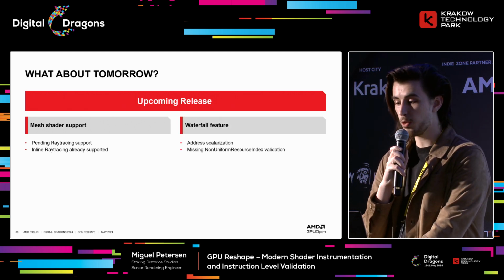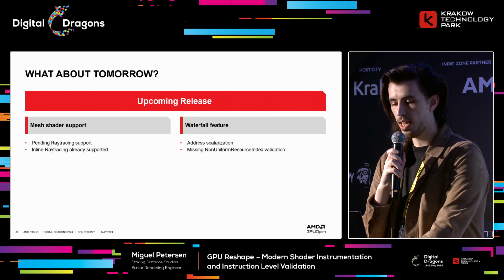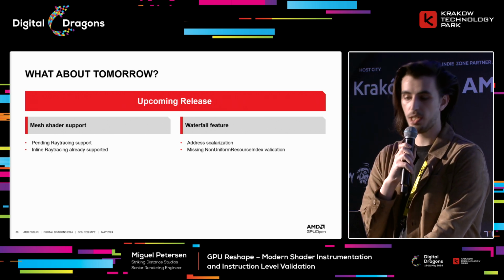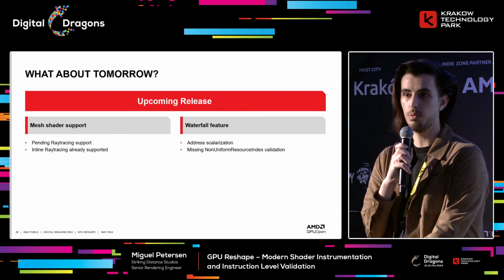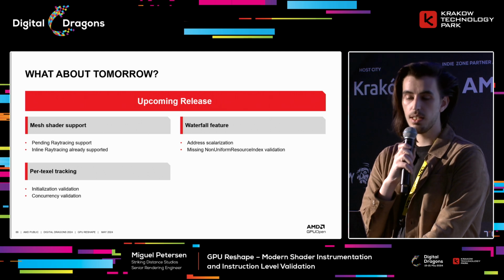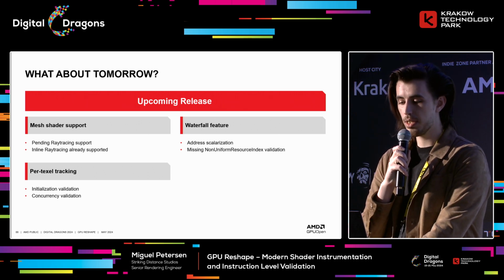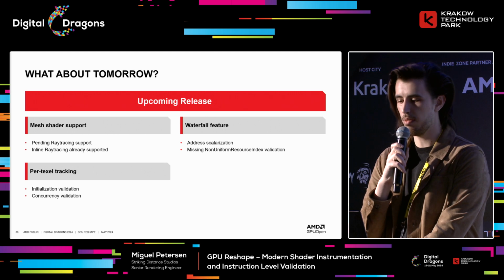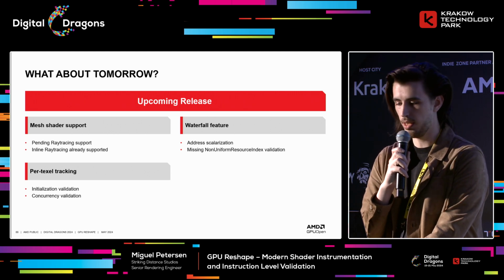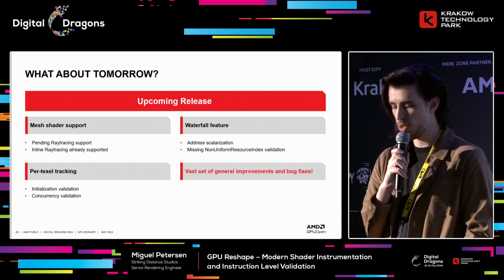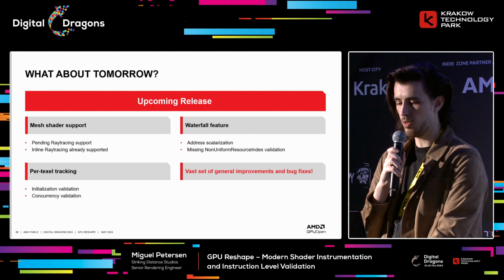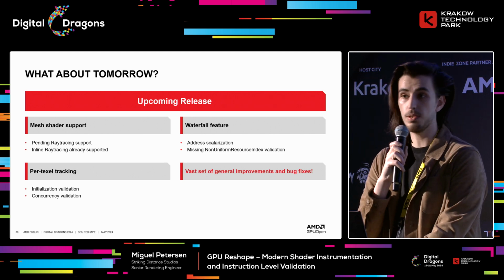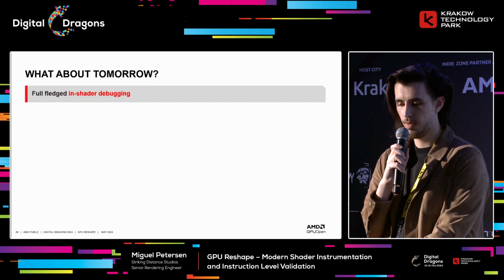On top of this, the Waterfall feature is finally landing, and that's adding the detection of address scalarization and missing non-uniform resource indices. It's going to be reducing the granularity of initialization and concurrency validation to a per texture level. Prior to this, it used to be on a per resource level, which is insufficient. And with that, as usual, there is a mountain of improvements, bug fixes, etc. There's a lot of good things in there.